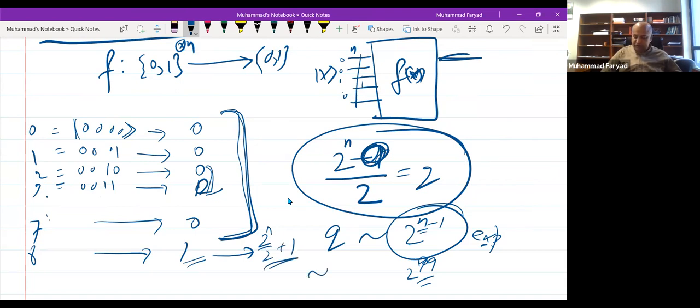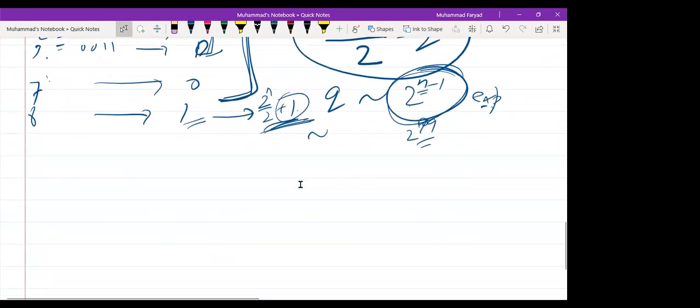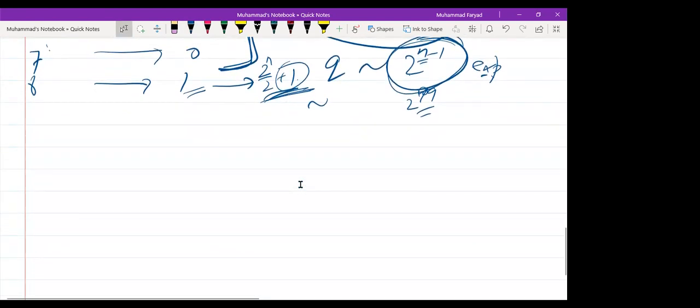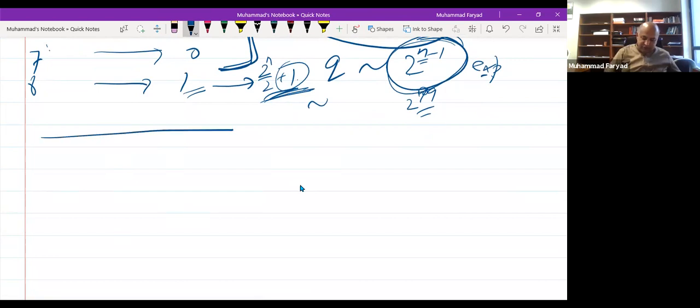But it's still of the order of 2 power n minus 1, because I can ignore this 1 if n is 10. We are already talking about millions of inputs. 2 power 10 is of the order of millions. But you're absolutely right, in the exact sense it should be 2 power n over 2 plus 1. Okay, sir, I understand. Thank you. Okay, perfect. So any other question or comments?